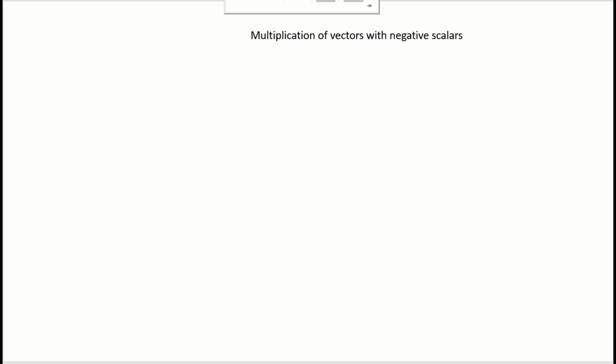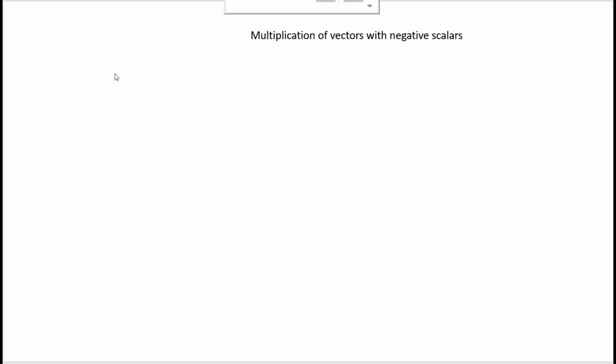Hi guys, so in this video I'm going to talk about what happens when vectors are multiplied by scalars which are negative. So basically multiplied by negative numbers, negative constants or negative scalars.